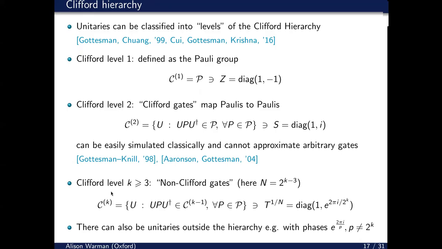Now, Clifford levels K are defined recursively as the set of unitaries that conjugate Paulis into level K minus 1. And we see that this definition is consistent with defining level 2 as the set of unitaries that conjugate Paulis into level 1. This is the generalization. And we see that they contain these phase gates here. Again, this is consistent. If we set K equal to 1, then we get the Pauli Z. If we set K equal to 2, we get this S gate. If we set K equal to 3, we get the so-called T gate, and so on. There are also unitaries that fall outside of this hierarchy, for example, if they have phases with factors that are not powers of 2.